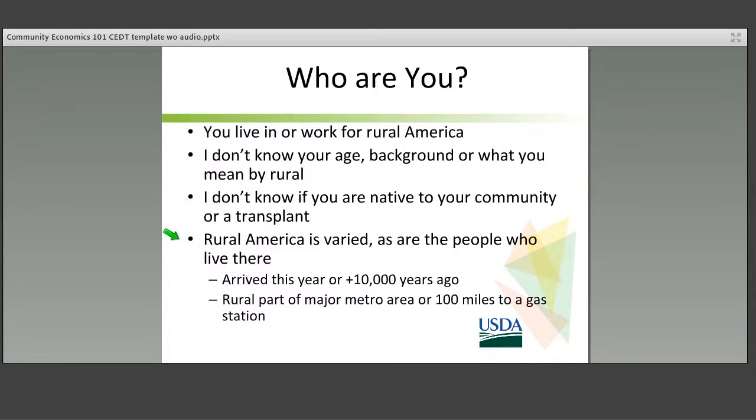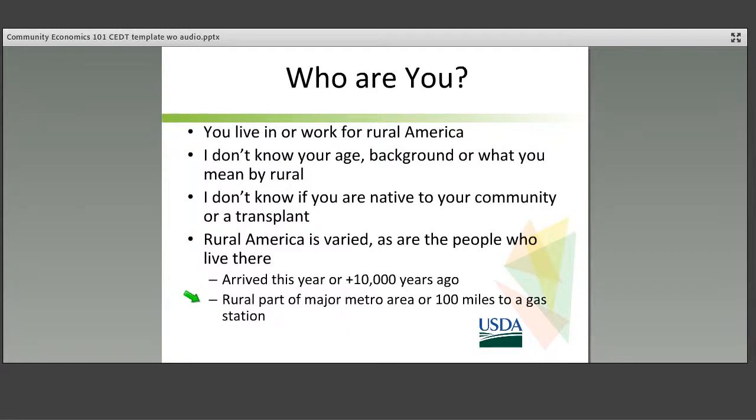There are lots of different people who live there. They might have come just this year. They might be a new immigrant, have come in as a refugee or some other way, or just wanting to get away from urban America. Or they might have come 10,000 or more years ago as Native Americans who migrated across that land bridge from Siberia and became the first people to occupy the wonderful continent that we find ourselves in.